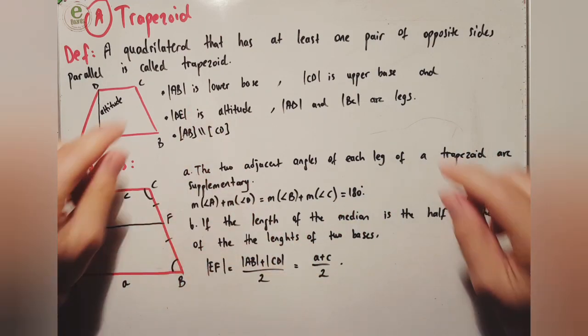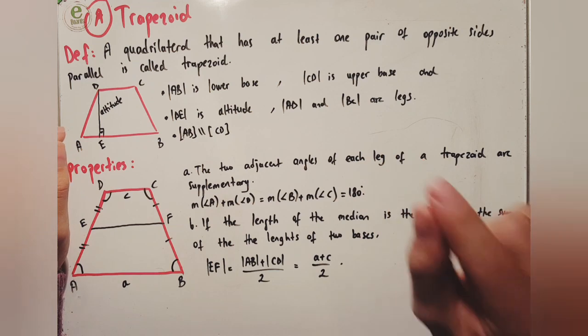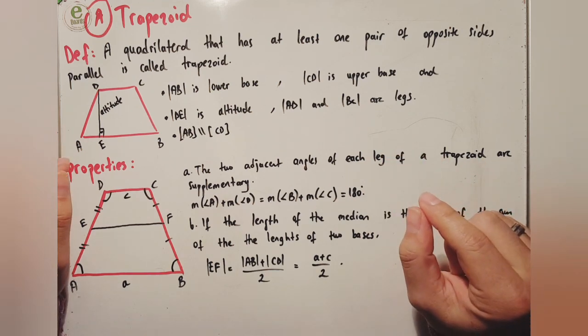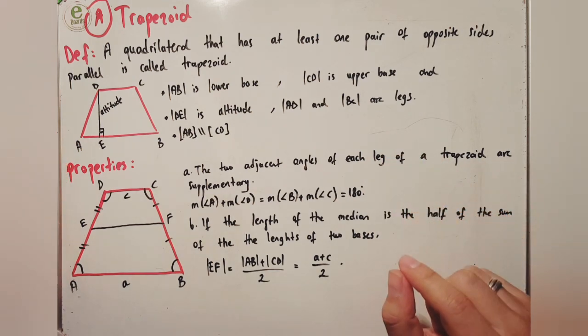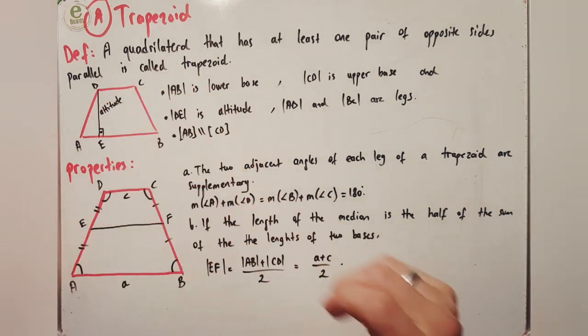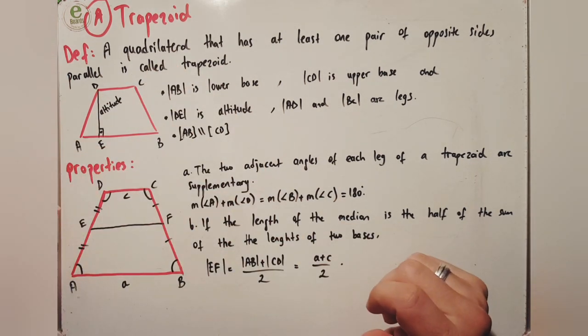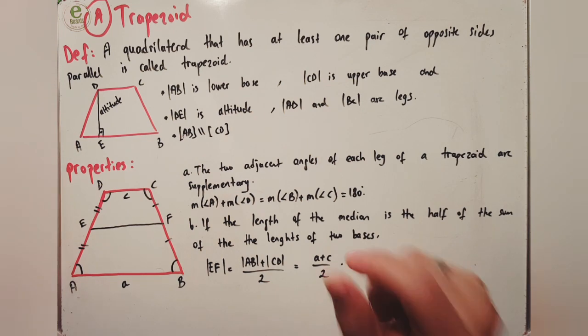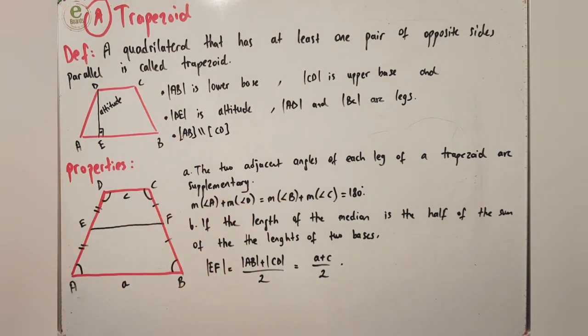We are going to start with trapezoids. Look at the definition. A quadrilateral with at least one pair of opposite sides parallel is called a trapezoid. Here in the figure, AB is the lower base, CD is the upper base, AD and BC are the legs, DE is the altitude, and AB is parallel to CD.